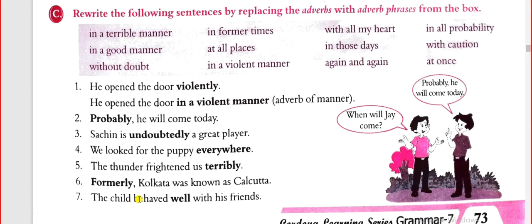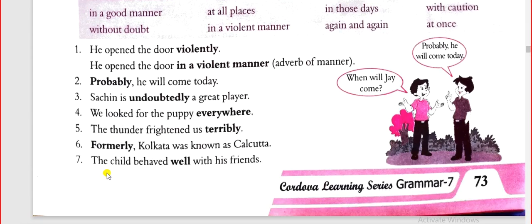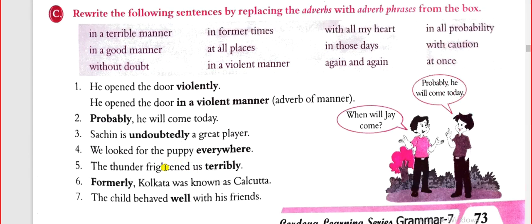Ma'am, it is the adverb phrase of manner. Very good. Now look at the seventh one. The child behaved in a good manner with his friend. Very nice. It means you people can do this exercise.